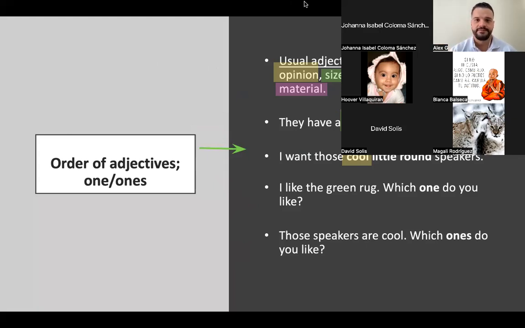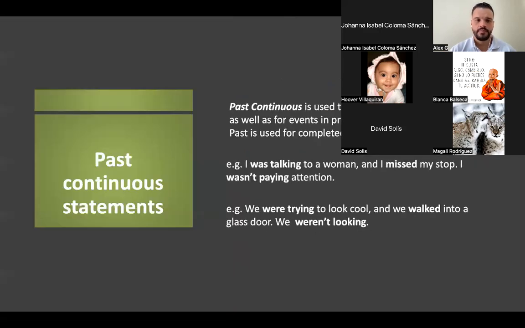Five more minutes, guys. Five more minutes and we're finished. Let's see. The next one is going to be the past continuous. Past continuous is for actions that were ongoing in the past.